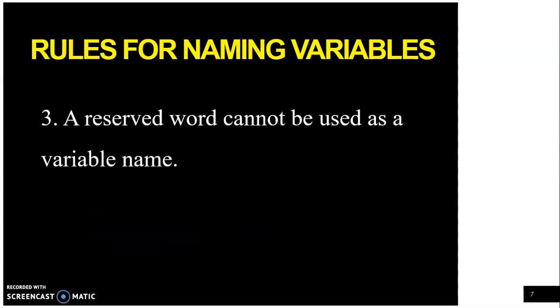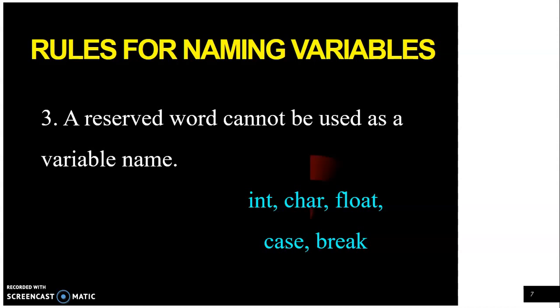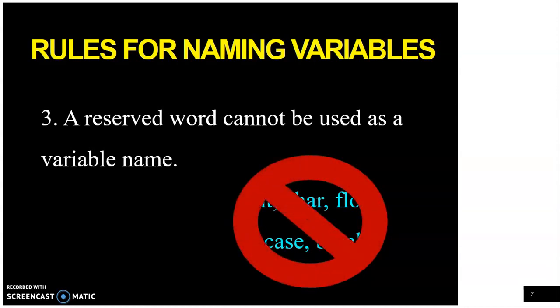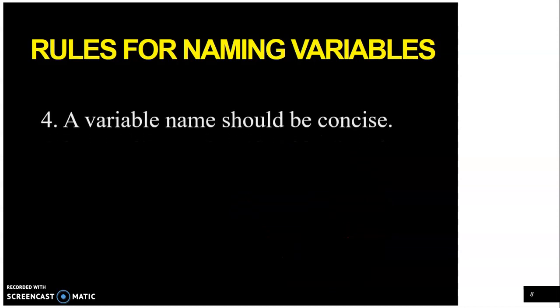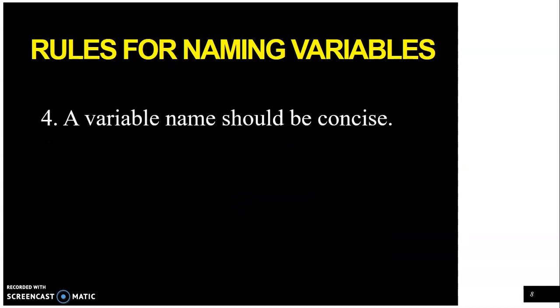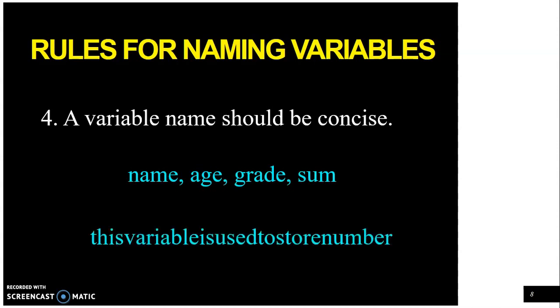The third rule is that a reserved word cannot be used as a variable name. For example, all these are reserved words in C: char, float, case, break. You cannot use them to name a variable. The fourth rule is that a variable name should be concise, like name, age, grade, sum. You cannot use such a long variable name. This variable is used to store a number. It's very difficult to repeat writing it many times in the program. So avoid using these kinds of variable names.